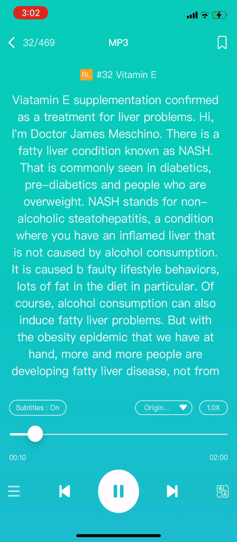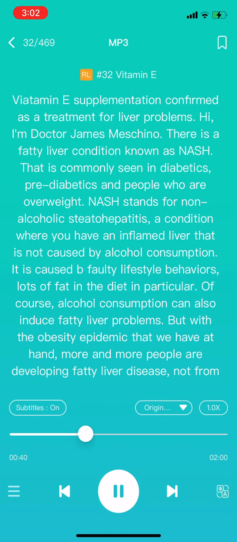There's a common fatty liver condition known as NASH, which is commonly seen in diabetics and pre-diabetics and people who are overweight. Now, NASH stands for non-alcoholic steatohepatitis. So it's a condition where you have an inflamed liver that's not caused from alcohol consumption. It's caused by faulty lifestyle behaviors, lots of fat in the diet in particular. Now, of course, alcohol consumption can also induce fatty liver problems.